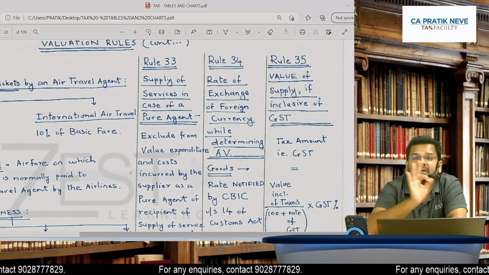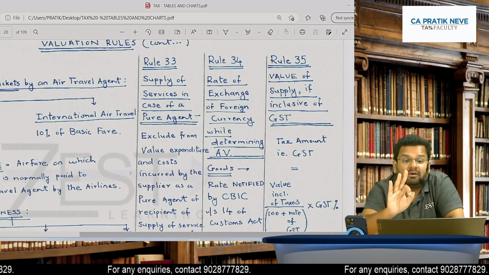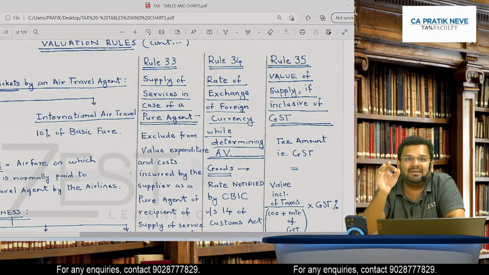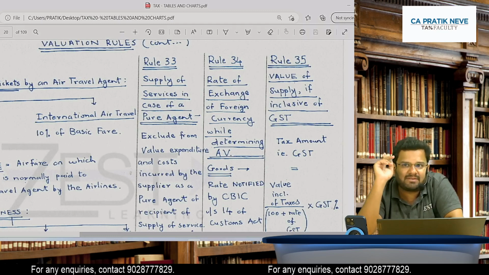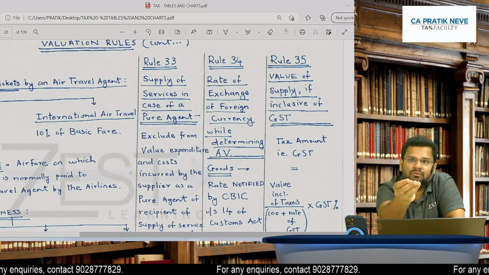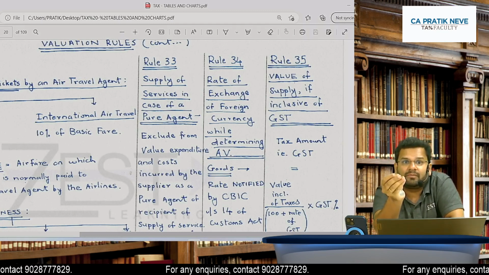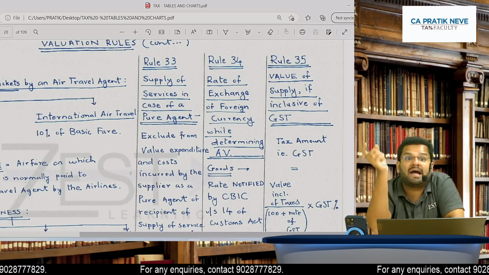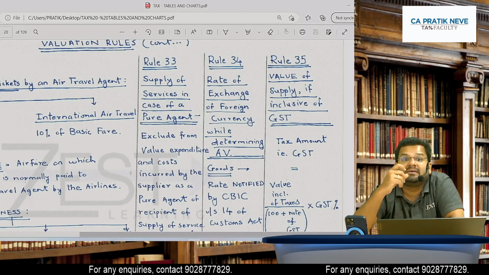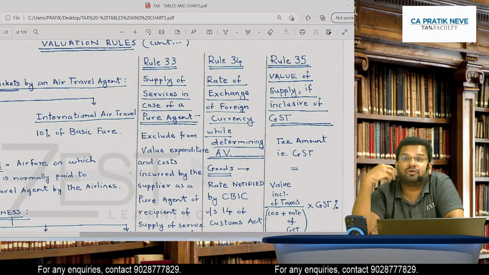33 is a very simple logic. Whatever is recovered by a supplier as agent, see what I am saying. I am supplying a service to you. For supplying that service to you, whatever I procure as your agent, that is called the recovered amount, recovered from you as a pure agent.